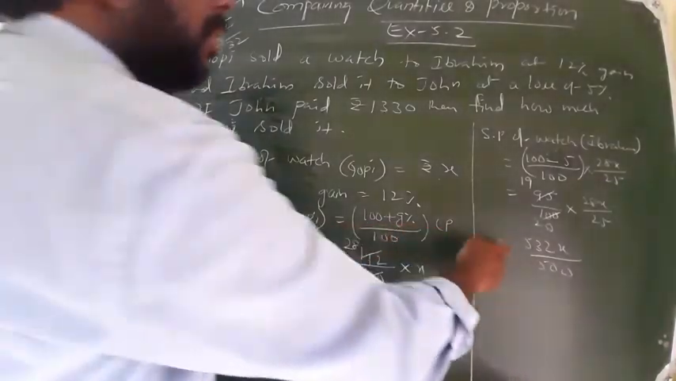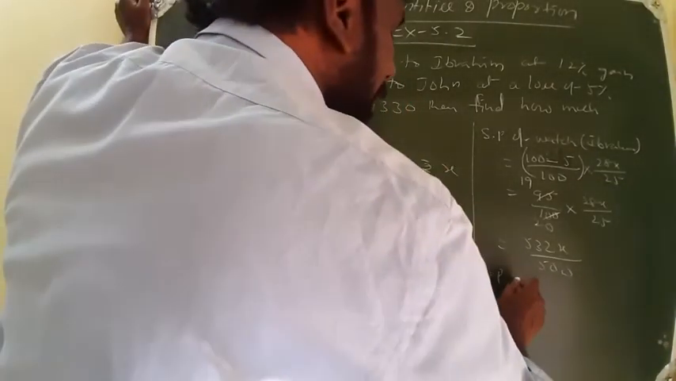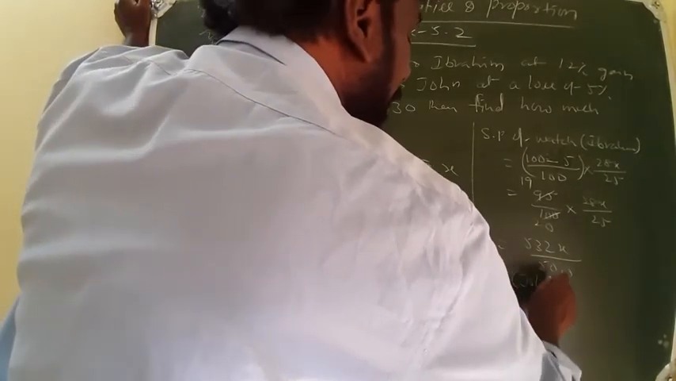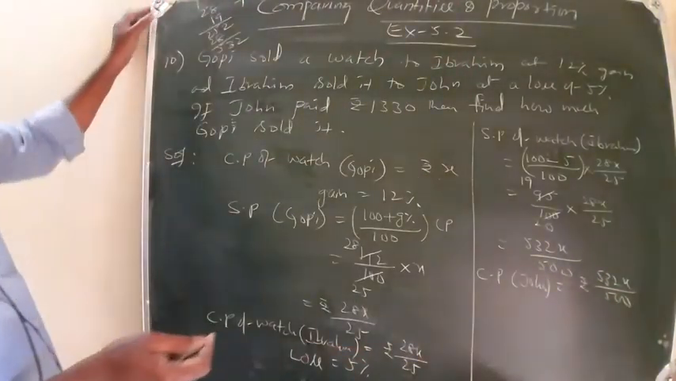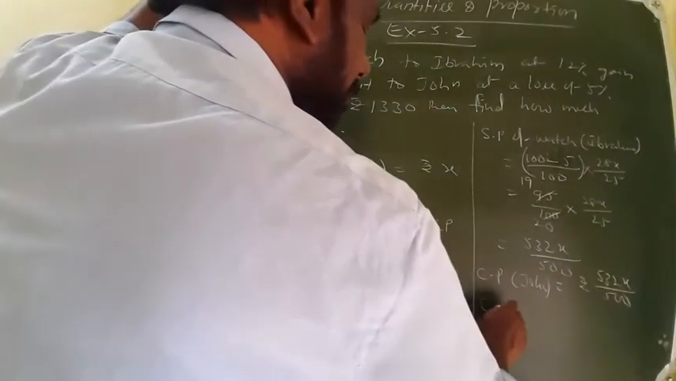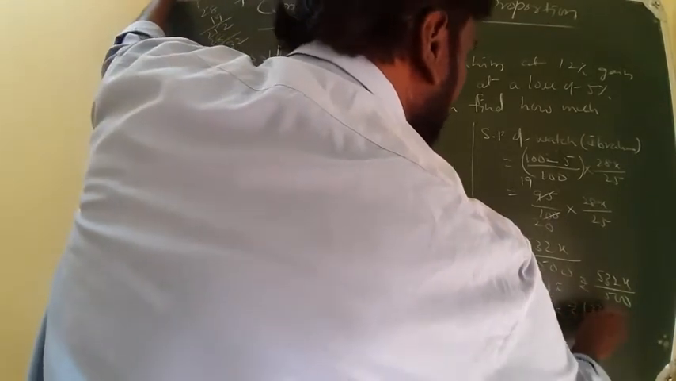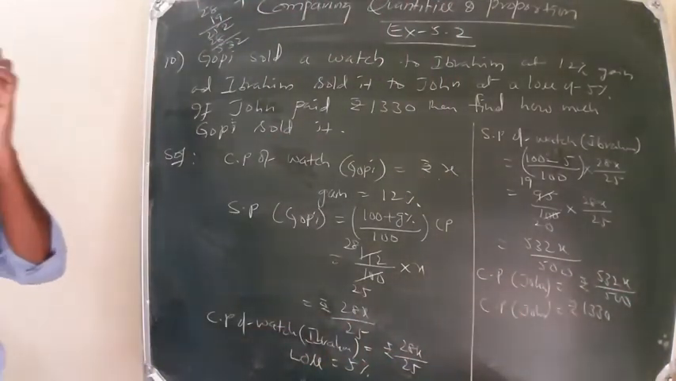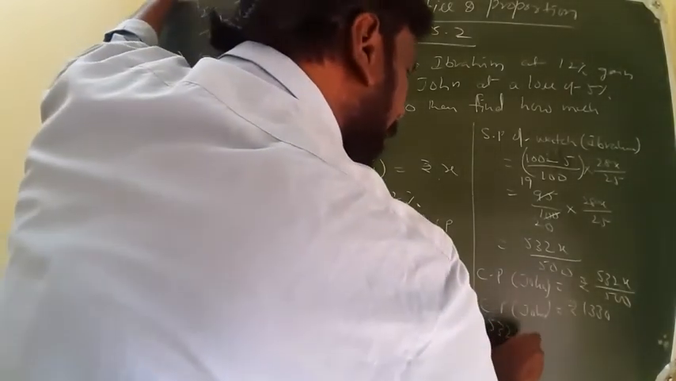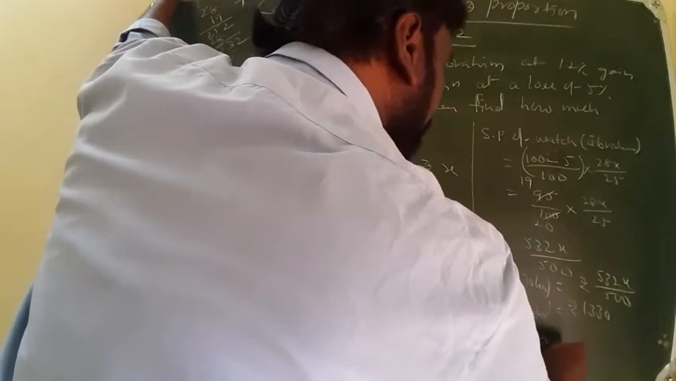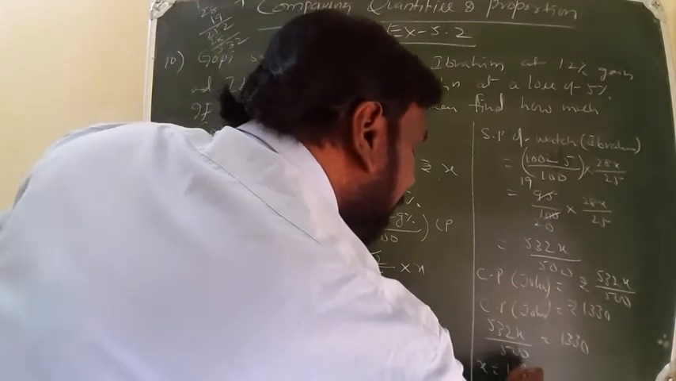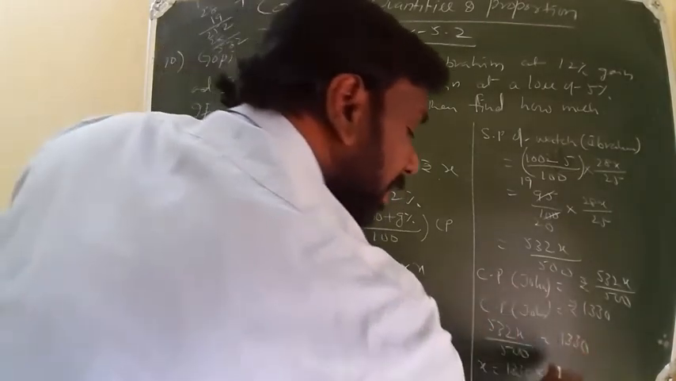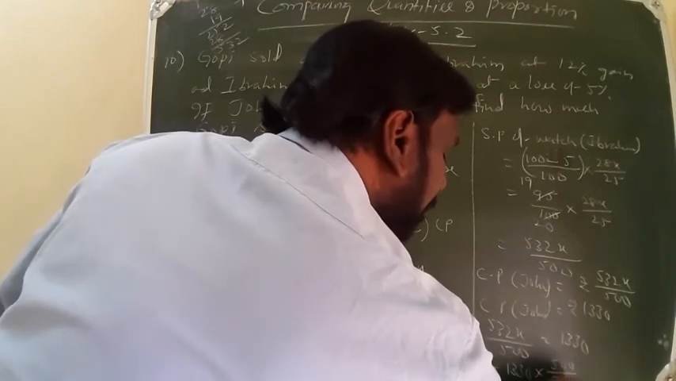So it is sold to John, no? So it will be CP for John, nothing but 532x by 500. John paid, CP of John is already given, that is rupees 1330. So both are CPs of John, so we can equate. So 532x by 500 is equal to 1330. Now if you make x the subject, this fraction transposes to the other side and becomes 500 by 532.